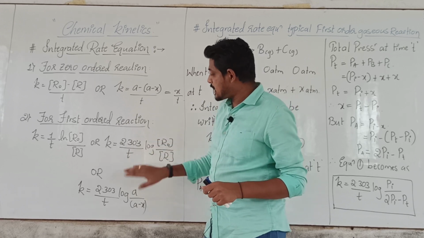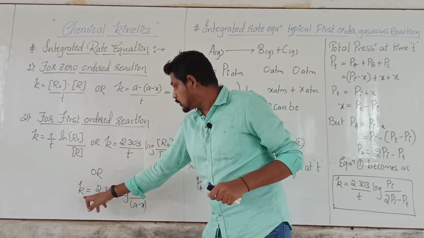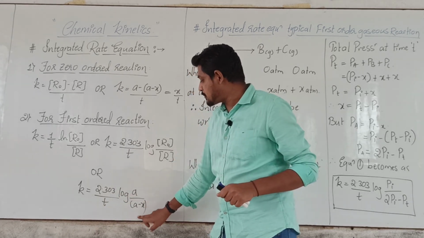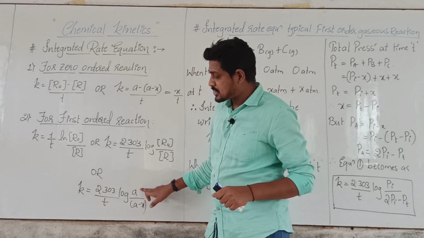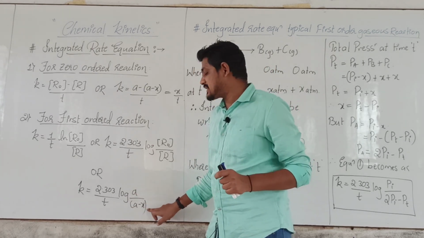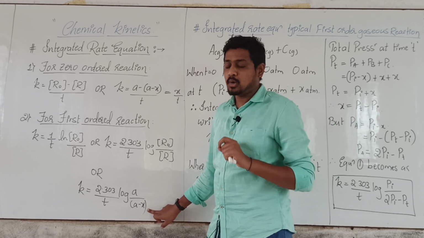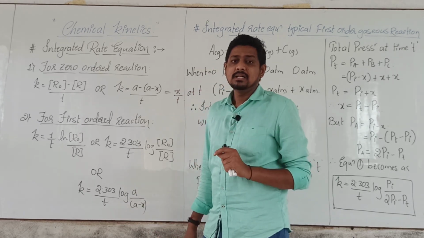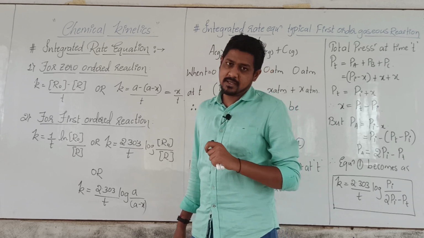Again, this equation can be expressed in this way, that is k is equal to 2.303 divided by t into log of a divided by a minus x. Small a represents the initial concentration and a minus x represents how much amount of reactant remains at a time t. This is what we have studied in the previous class.